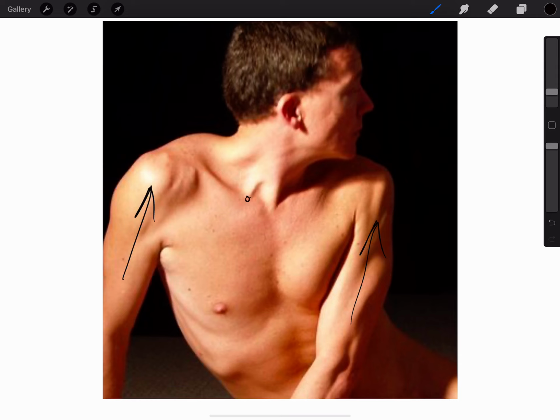It's no longer a horizontal. It comes up quite dramatically like that. And the other side, excuse me, is doing the same.